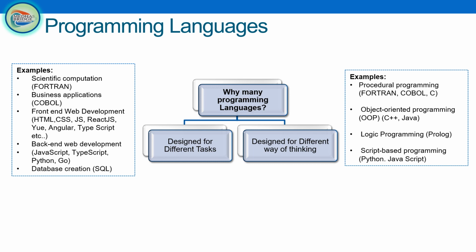On the other hand, when we look at programming languages designed for different ways of thinking, for procedural programming, we use Fortran, COBOL, C. And for object-oriented programming, we use C++ and Java. For logic programming, we use Prolog. And for script-based programming, we use Python and JavaScript.